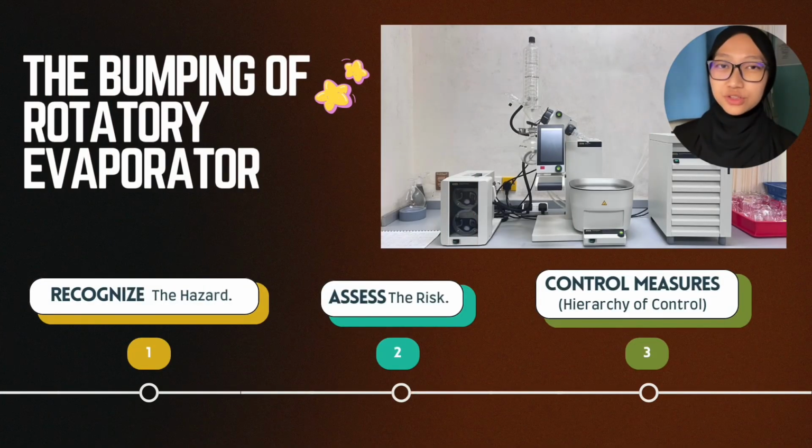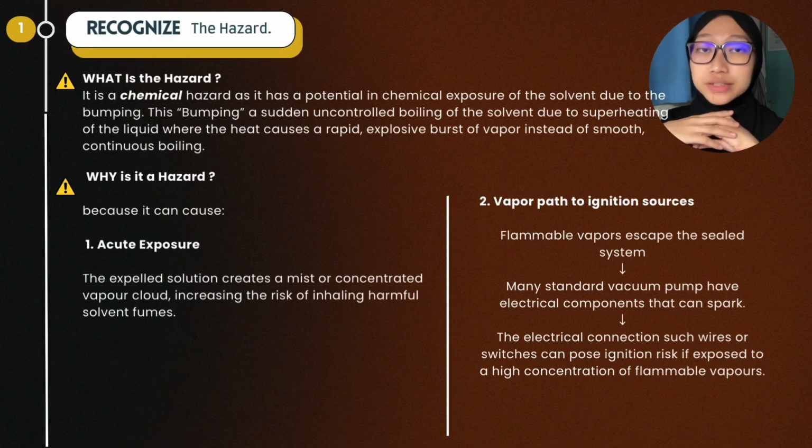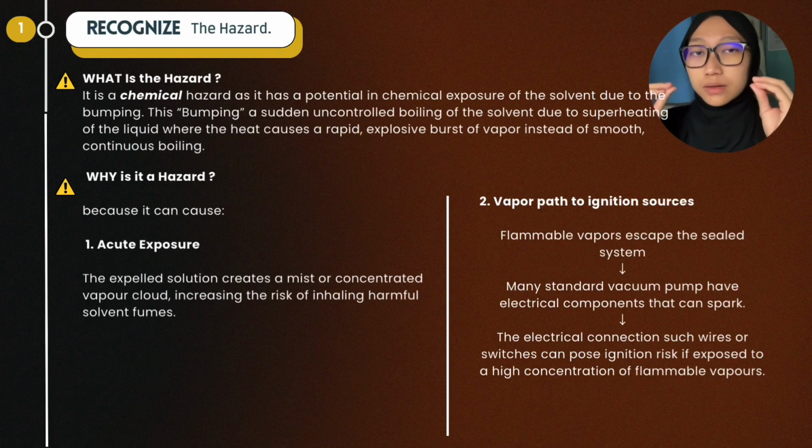So let's talk about the bumping of the rotovap. Let's talk about what bumping is. Bumping is actually a chemical hazard where the solvent does not boil smoothly; instead it becomes superheated and then releases heat energy in a rapid, explosive burst of vapor. Just think of it like a mini explosion in a flask.